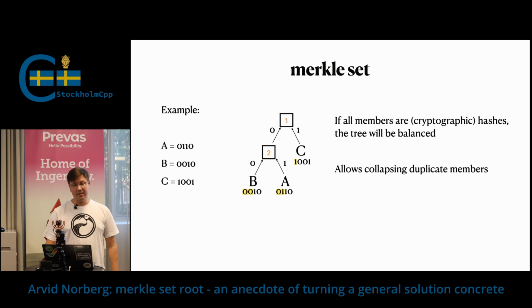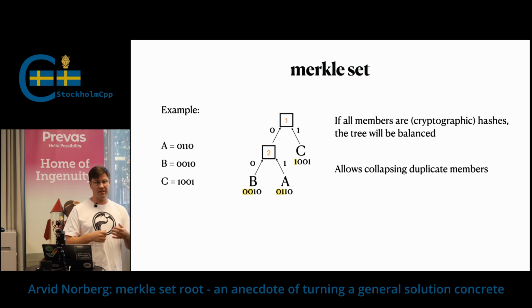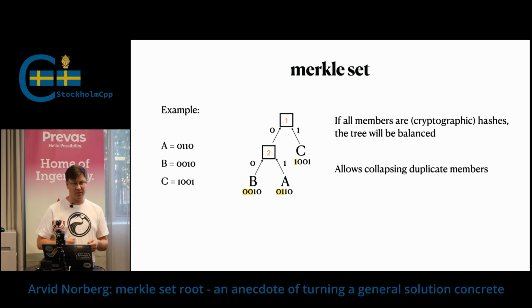But another question, if you have two identical leaf node values. Aha, exactly. That's my next point here. If you have a deterministic layout like this, you will be able to find duplicates and deduplicate them just like you would want to in a set. Right? If you insert the same item twice, it only exists once in the set. So that's another important feature.